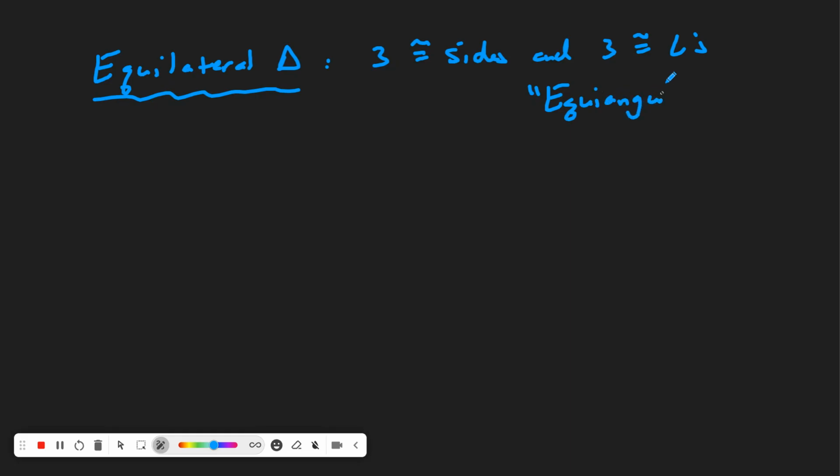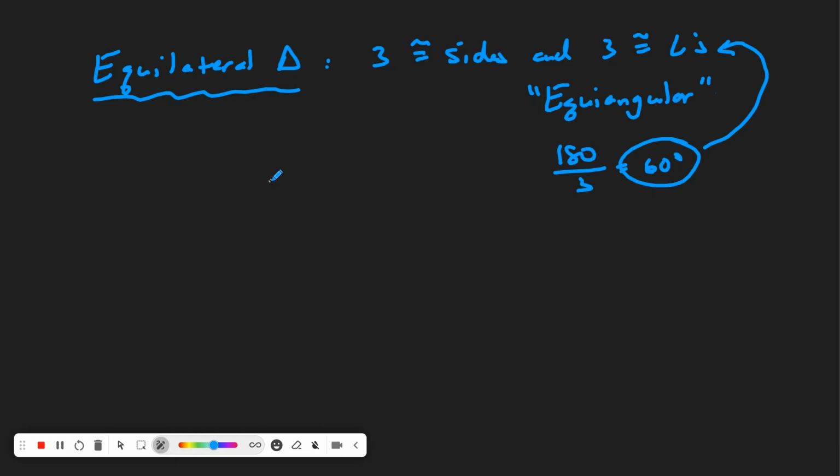Equiangular. Now, if we think about this, from the last video, we know that the 3 angles of a triangle add up to 180. But if they're all 3 the same, or congruent, if we divide 180 by 3, we get 60 degrees. And that is going to be the angle measure of each of these congruent angles, 60.